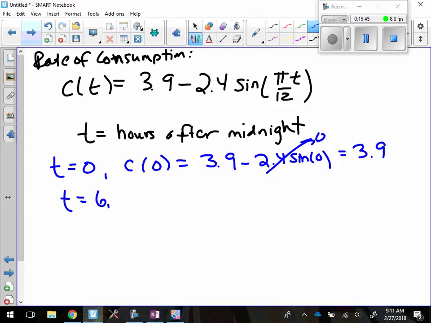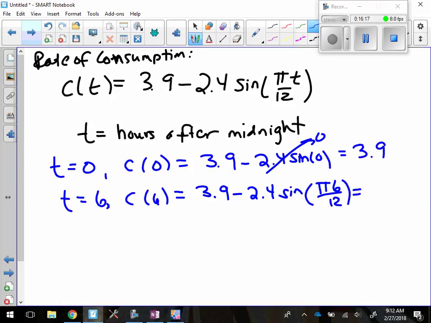Okay, so let's take 6, just because that's what I've done with my notes and because it is easily a multiple of 12, or part of 12 rather. So if I take C of 6 hours, when people are getting up and running the shower and the hairdryer and turning the television on and making toast for breakfast and all those things, now I've got 3.9 minus 2.4 times the sine of pi times 6 over 12.